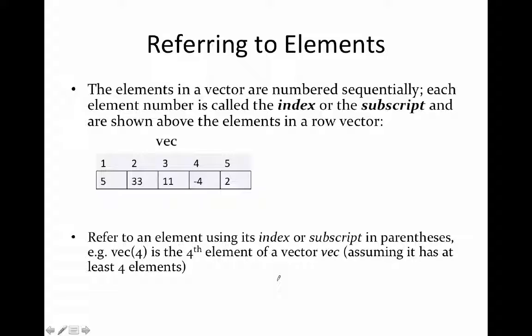Now, to refer to elements in a vector, the elements are numbered sequentially starting with 1. And these element numbers are called the indices or the subscripts. Generally when I write a row vector like this, I would put the indices above it. So 1, 2, 3, 4, 5, those are the subscripts or the indices. The way you refer to a particular element in a vector is by giving the name of the vector, in this case vec, and then in parentheses the element number. So for example, if I said vec parentheses 4, the way I'd say that out loud is vec sub 4. That's the 4th element in the vector, which in this case is the negative 4.